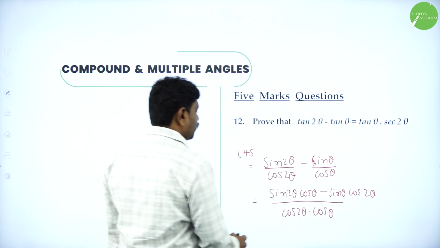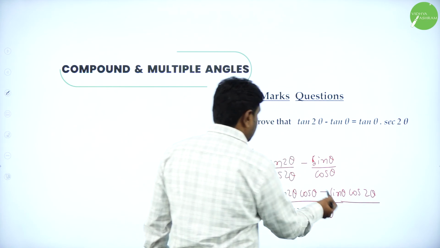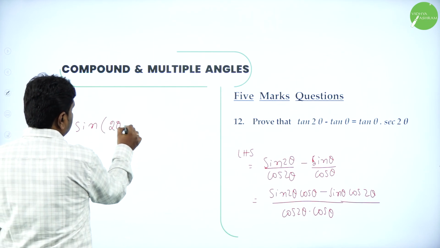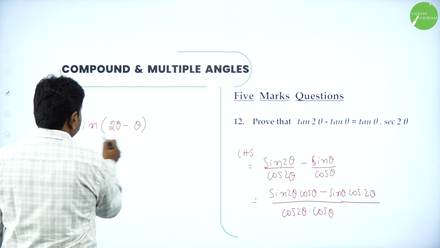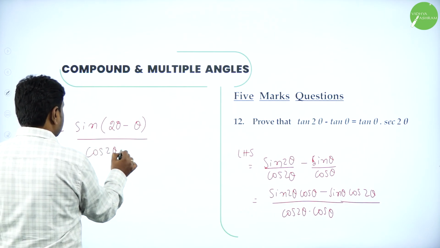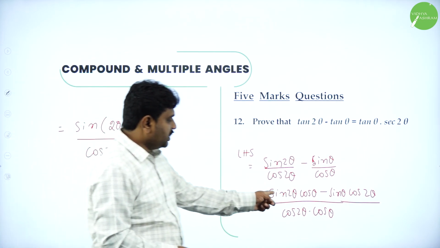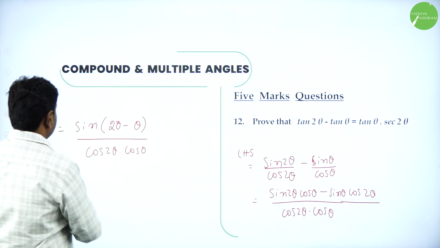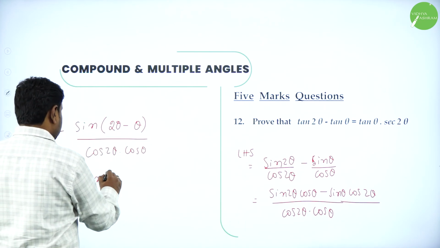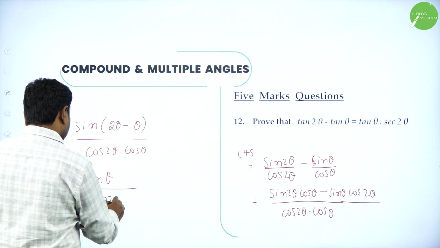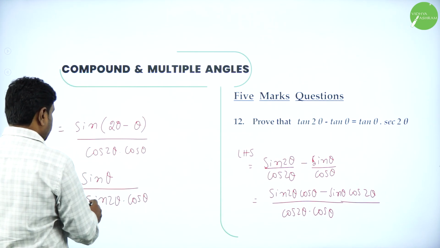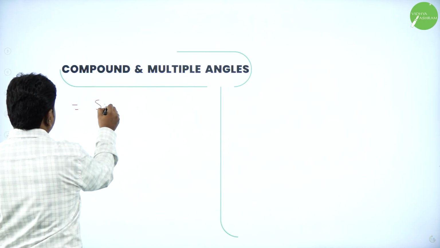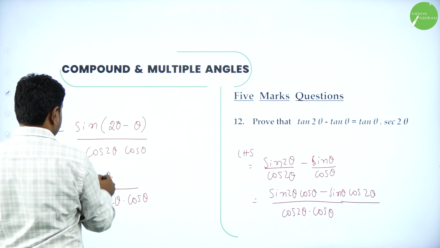So observe the numerator carefully. Numerator is in the form sin A cos B minus cos A sin B, which can be written as sin of A minus B. You can write sin of 2 theta minus theta divided by denominator as it is cos 2 theta cos theta. Now further numerator becomes sin 2 theta minus theta is sin theta, divided by cos 2 theta cos theta. So now they wanted to prove tan theta.